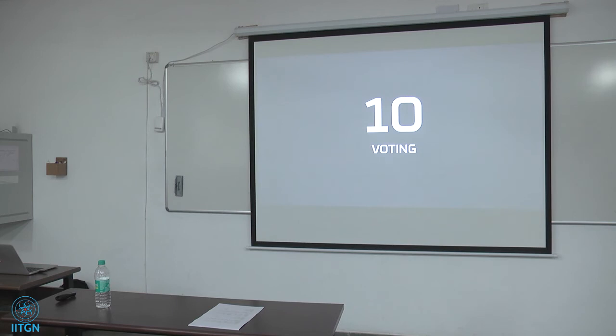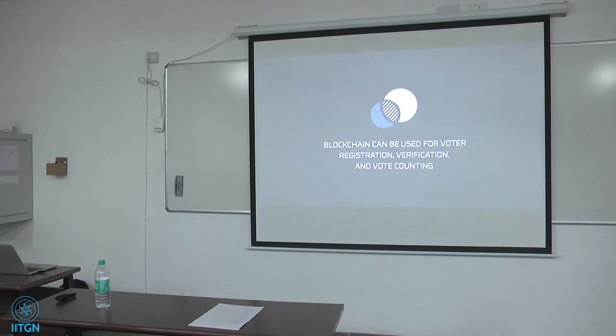Number 10, voting. Probably one of the most important areas of society that blockchain will disrupt is voting. The 2016 US election is not the first time certain parties were accused of rigging election results. Blockchain technology can be used for voter registration and identity verification, and electronic vote counting to ensure that only legitimate votes are counted and no votes are changed or removed.